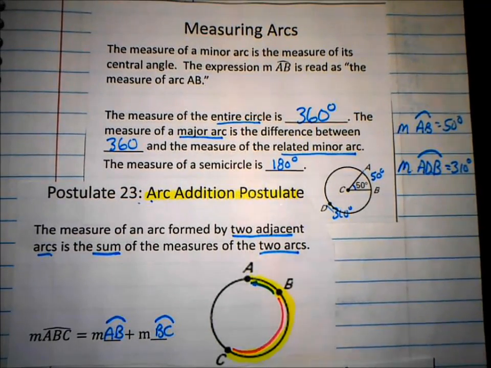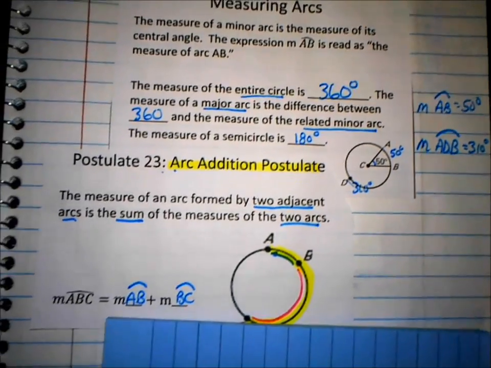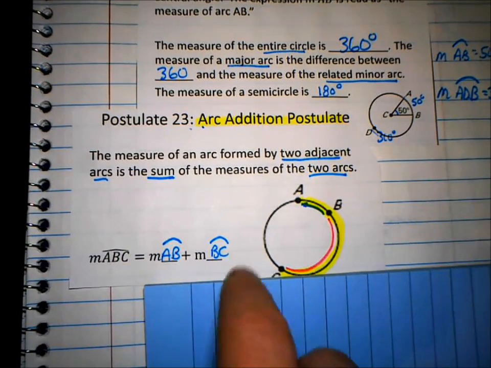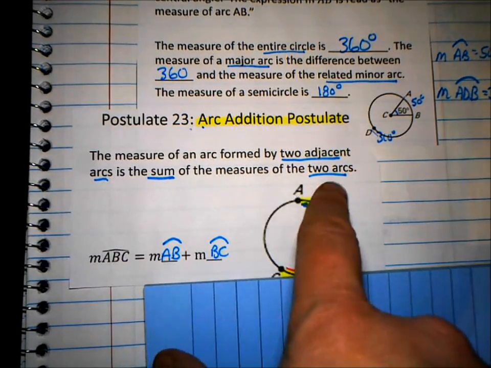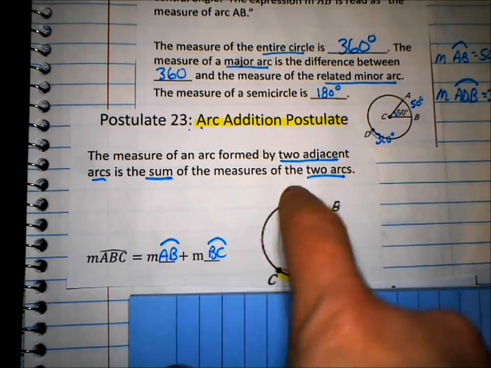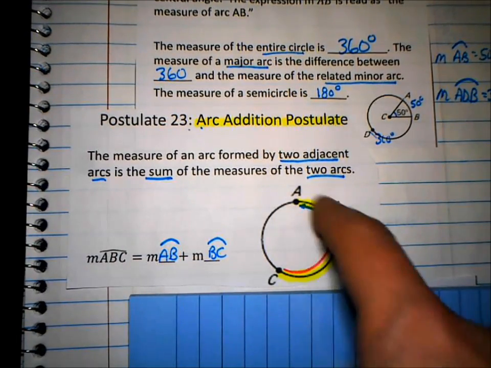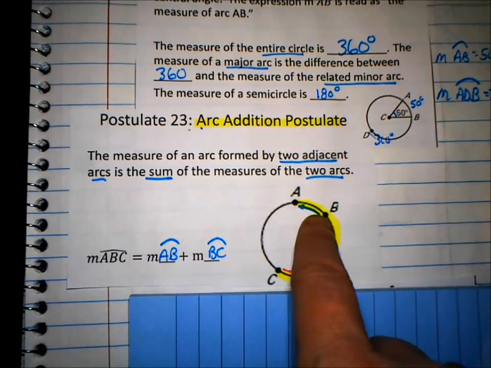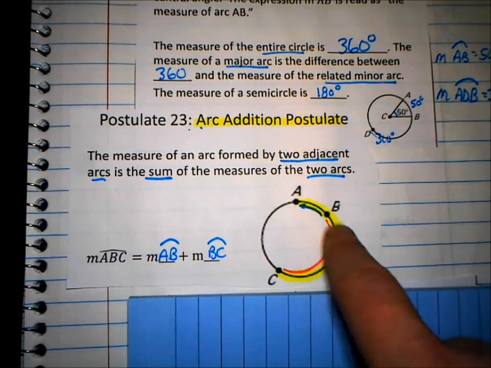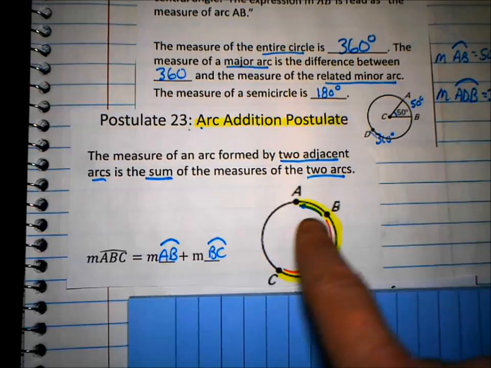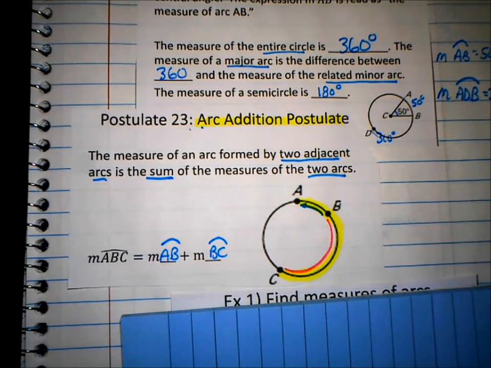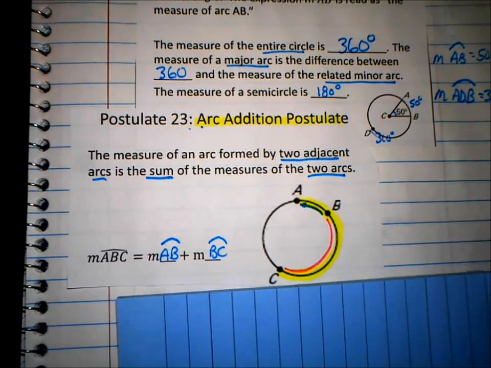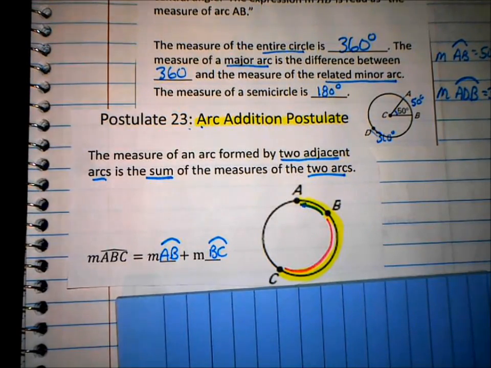Now on postulate number 23, it says the arc addition postulate: the two adjacent arcs are summed together to equal the measure of the larger one. So here it says ABC, that major arc is made up of 2 arcs, AB and CB, which I made 2 different colors there so that you know that AB plus BC would be the major arc ABC for that particular circle that they give you.